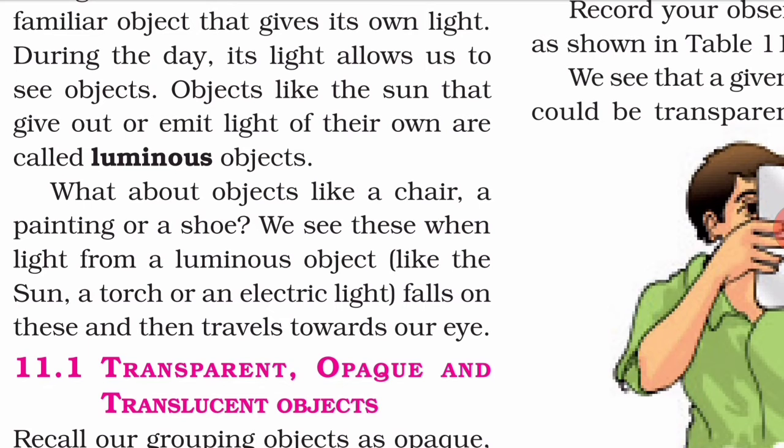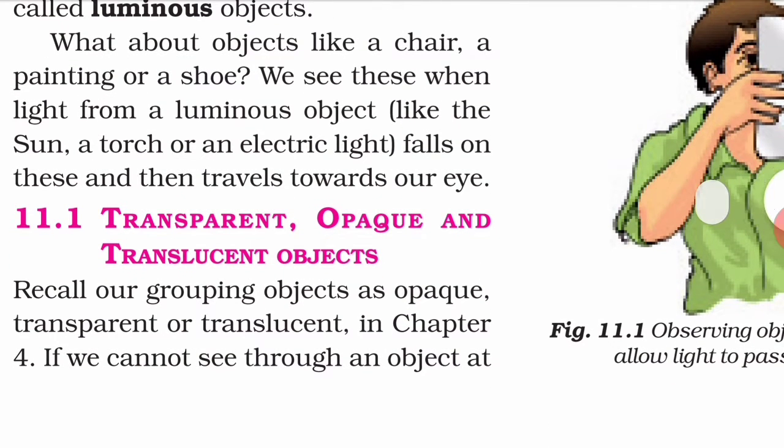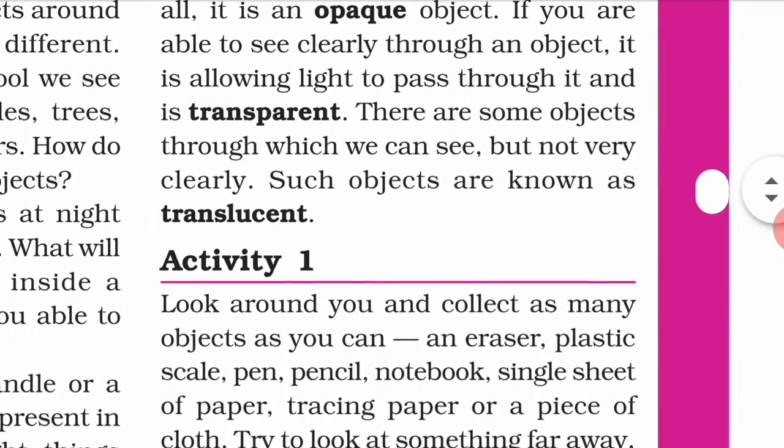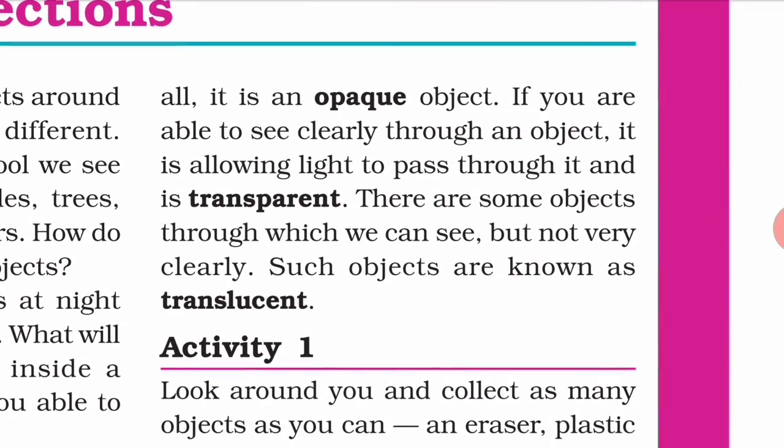Now let's come to another topic: transparent, opaque and translucent objects. What are transparent objects? An object through which we can see the other side, means we can see things. An object that allows light to pass through it is known as a transparent object. Like a glass window or maybe clear water, you are able to see to the other side of it, is a transparent object.